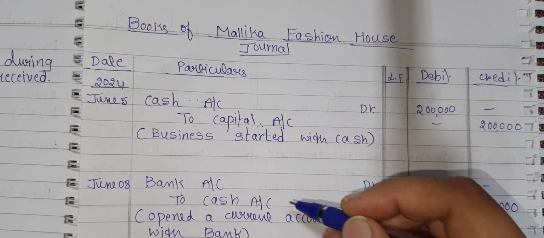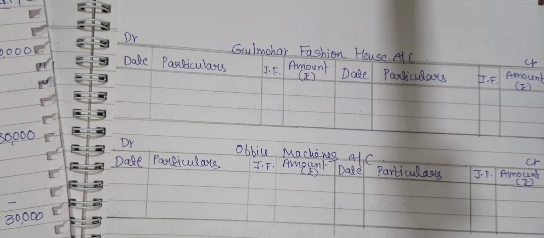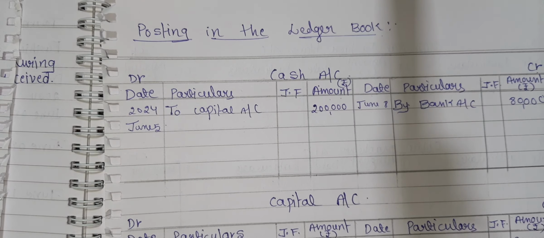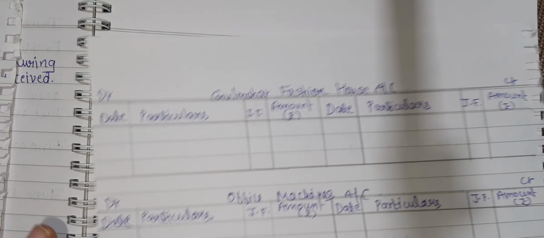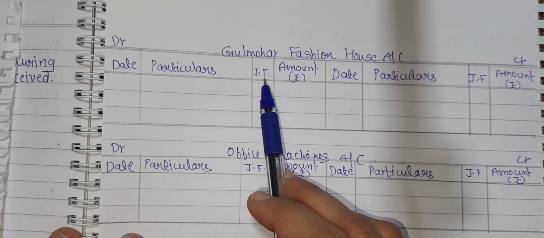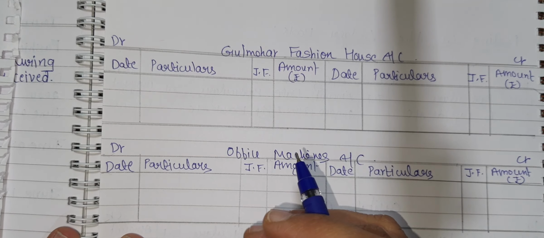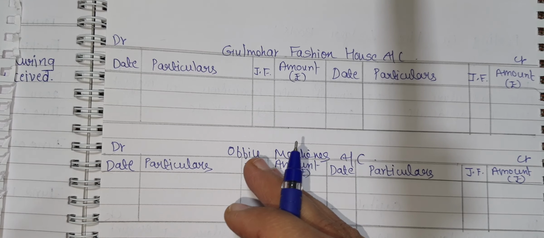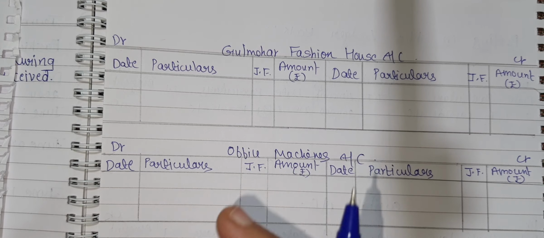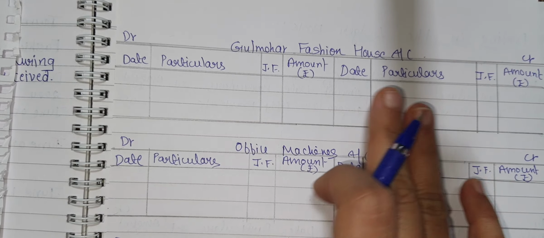And now we will prepare the ledger accounts. Before that, I will explain the format of ledger accounts. First, we have to write down date, particulars, JF. JF means journal folio. It refers to a column in a journal where the reference number of the ledger account is recorded. It helps to track the corresponding ledger entries for the journal entries. This is the meaning of journal folio.